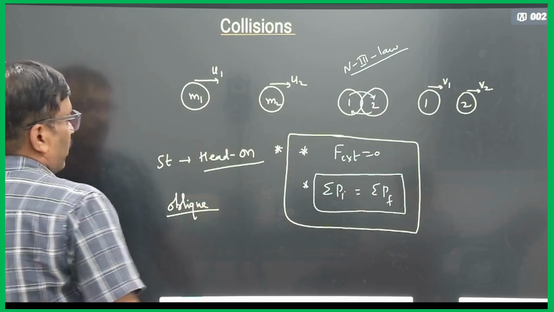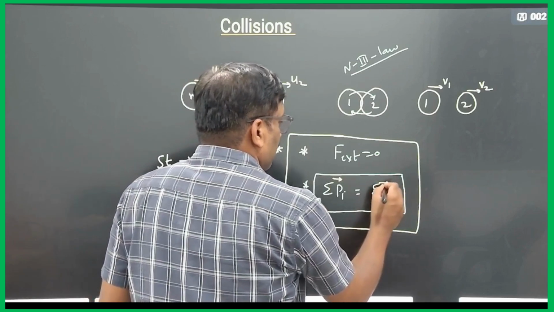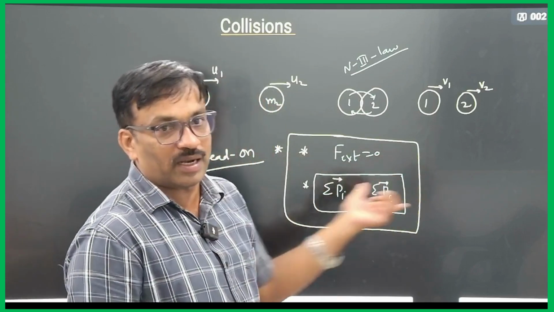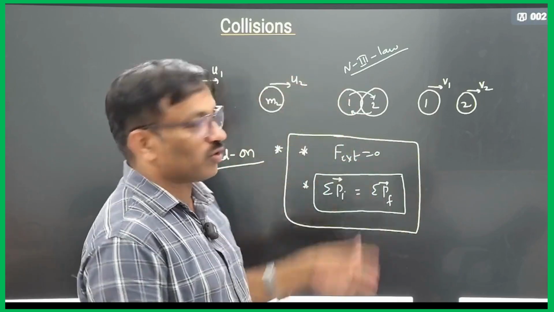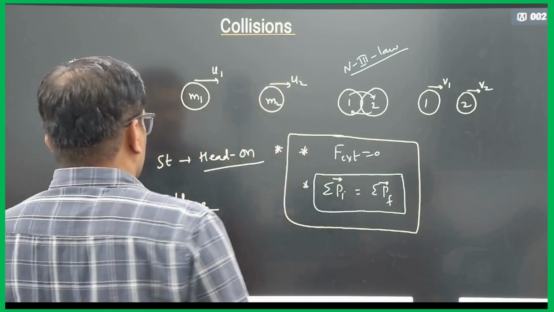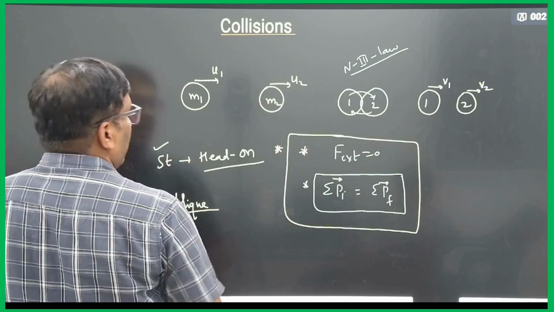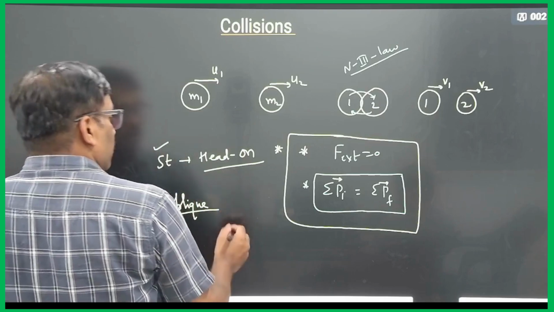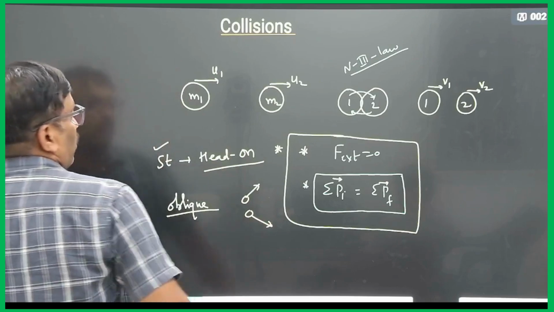Oblique collisions now. Here momentum conservation, momentum initial, it is in vector form, so along the x-axis momentum conservation should take place, and if it has a y-axis also, momentum conservation should take place along the y-axis also. You have to take it onto this. Based on whether they go in the same line before and after collision, it is said to be a head-on collision; if after collision they go in different directions, that is said to be an oblique collision.